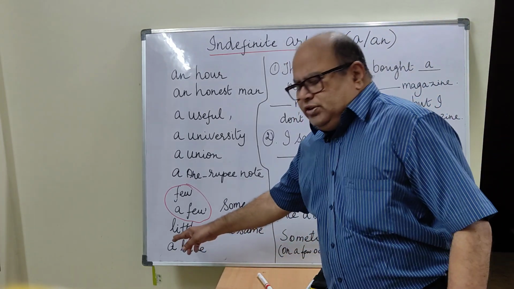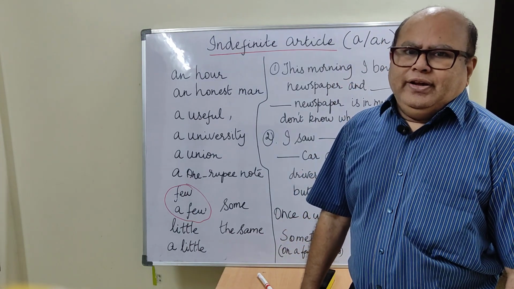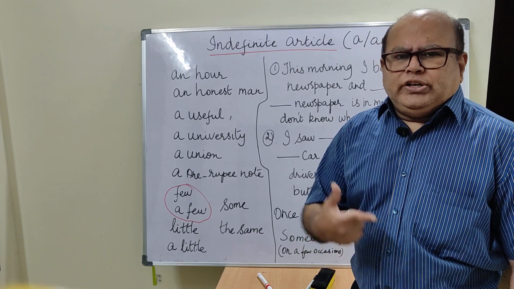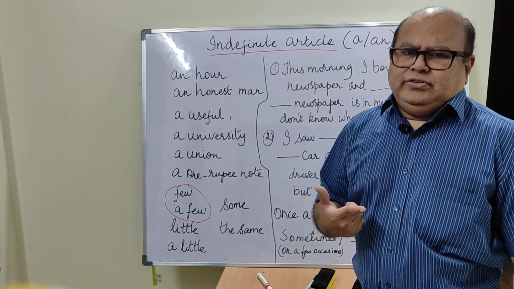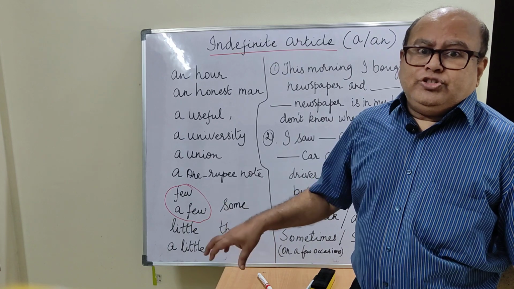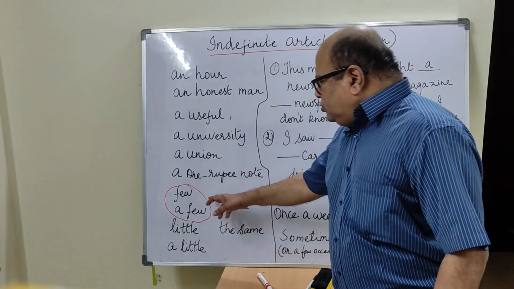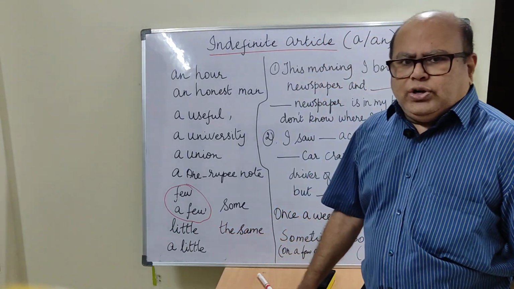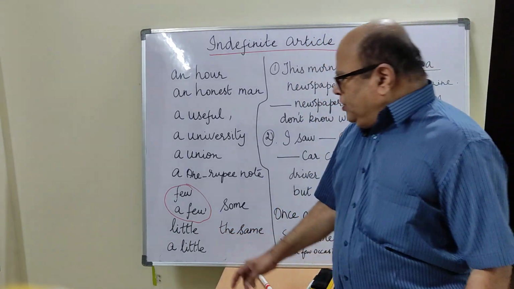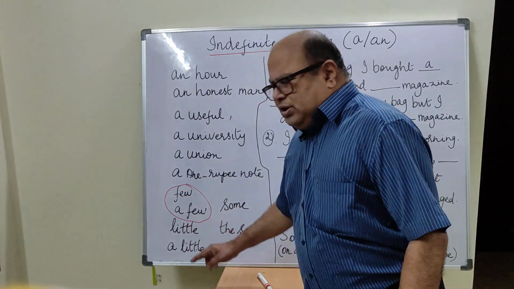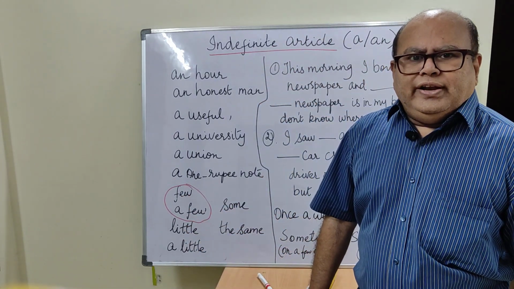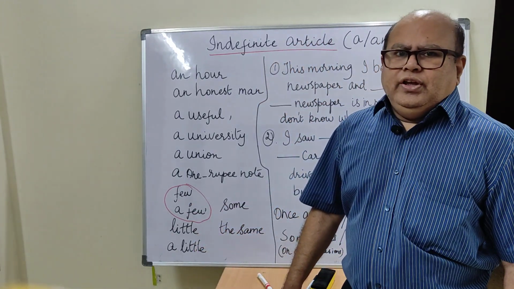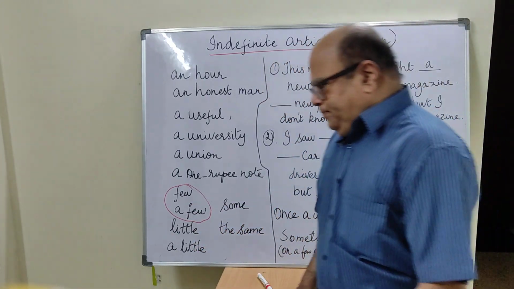Whereas when you use a, it conveys a positive meaning. There is a little water. Maybe perhaps you can use the water for brushing your teeth. You can. It conveys a positive meaning. So this is used for countable nouns and this is used for uncountable nouns. So without a, both convey a negative meaning, and with a, they convey a positive meaning.